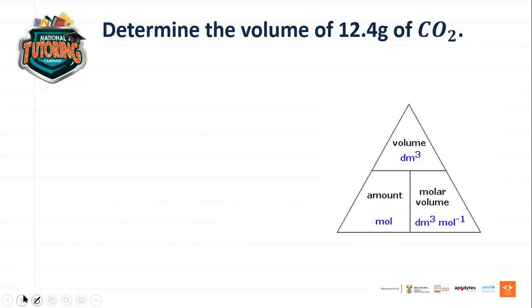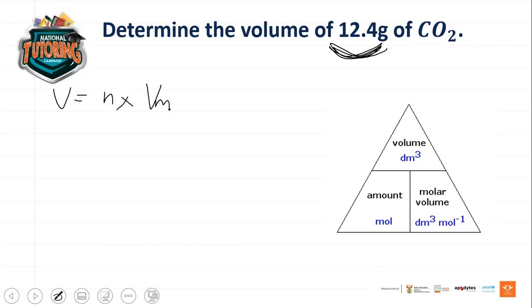Let's try another one. Determine the volume of 12,4 grams of carbon dioxide. Okay, so now they just made it a little bit harder, because they didn't give us the number of moles of carbon dioxide, they gave us the mass of carbon dioxide. So this is when we need the molar mass. In order to work out the volume, we need to know the number of moles and multiply that by molar volume, which is 22,4. But we don't know what n is. So we've got to first work out the number of moles, and we go back to our original formula. Number of moles is equal to the mass given divided by the molar mass, which is from our periodic table.